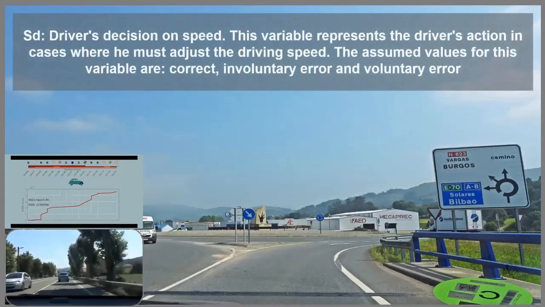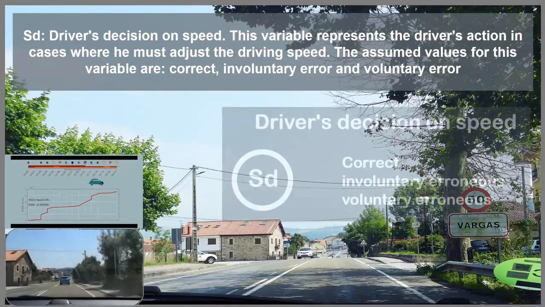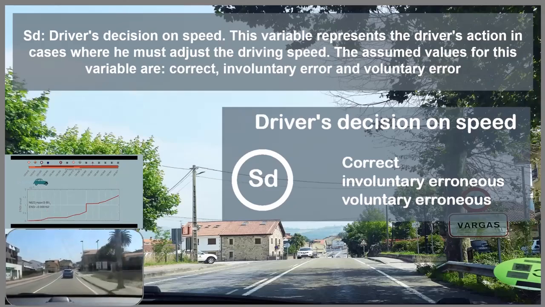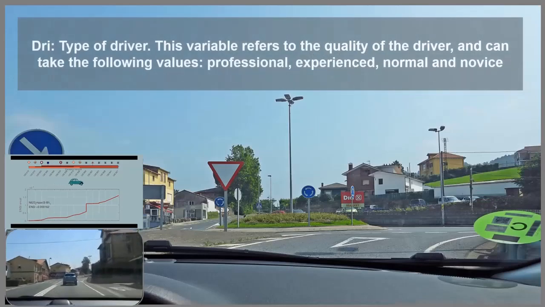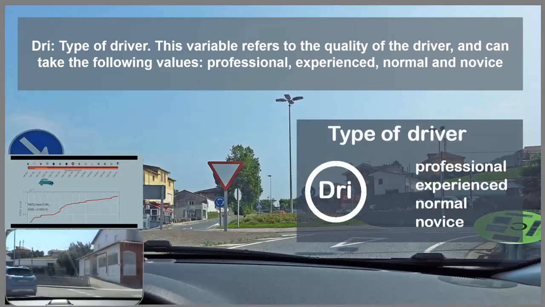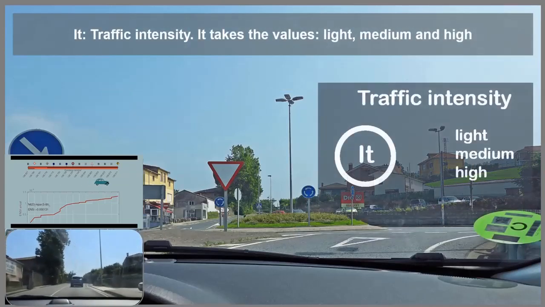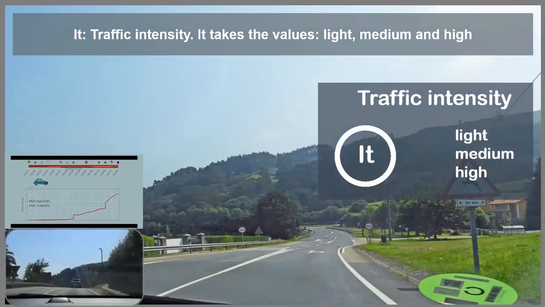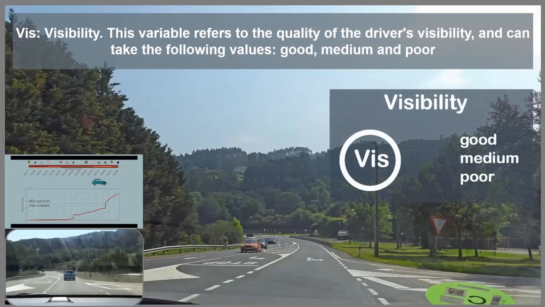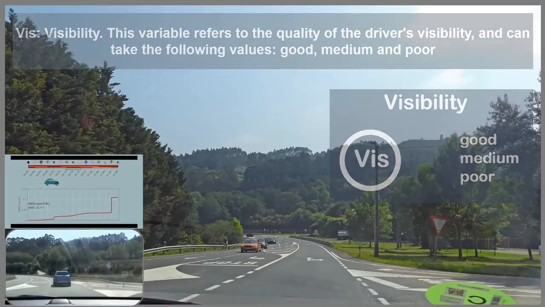SD. Driver's decision on speed. This variable represents the driver's action in cases where he must adjust the driving speed. The assumed values for this variable are correct, involuntary error, and voluntary error. DRI, type of driver. This variable refers to the quality of the driver and can take the following values: professional, experienced, normal, and novice. IT, traffic intensity. It takes the values light, medium, and high. VIS, visibility. This variable refers to the quality of the driver's visibility, and can take the following values: good, medium and poor.